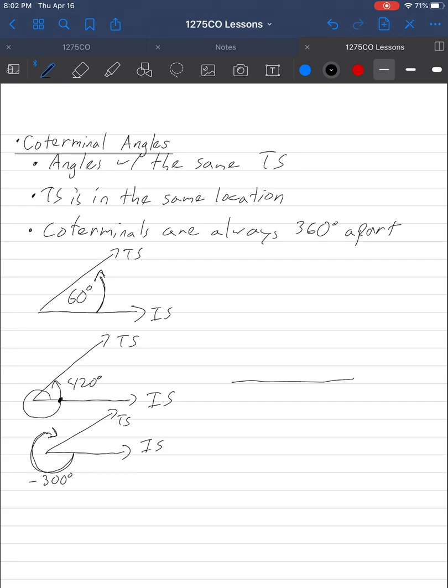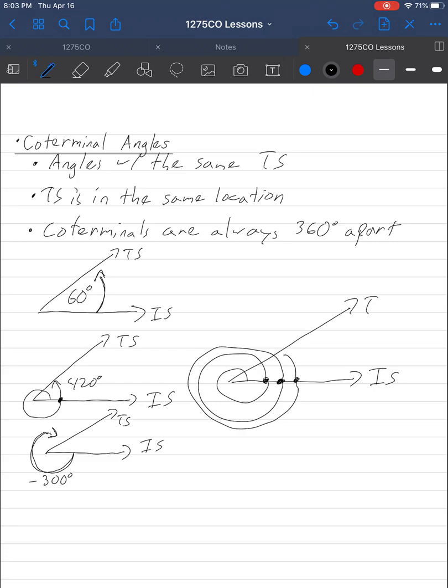An angle that starts on the initial side and goes 1, 2, 3 revolutions, and then another 60 degrees past that has a terminal side that ends up right over there. And this is an angle that measures 1,140 degrees. Again, same angle as far as trigonometry and sine, cosine, tangent values are concerned. Okay?